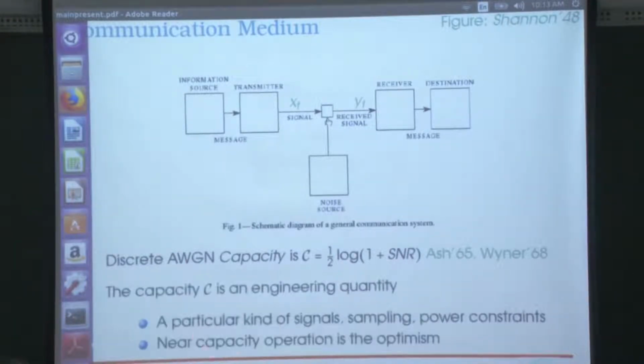In particular, what we know is that this particular number is an engineering quantity. It is derived under a particular kind of signaling assumption, sampling, power constraints. A lot of practical assumptions are made before deriving this formula. So, it is indeed a practical number. It is not just a theoretical number. We have to operate near this number; near capacity operation is the optimism behind this formula.